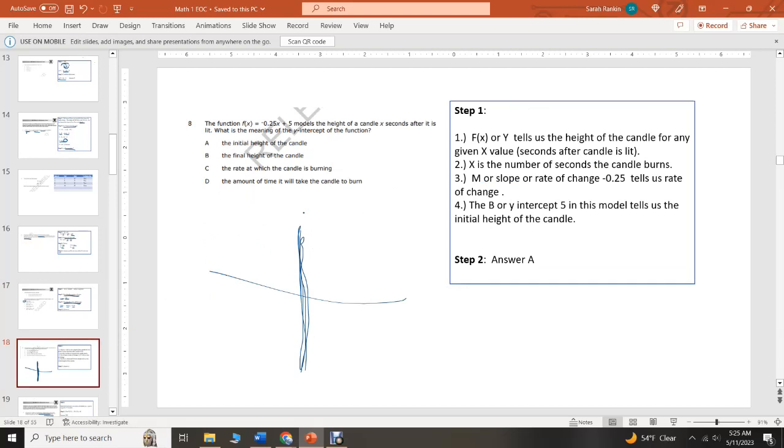Okay, what is the meaning of the y-intercept? Remember, the y-intercept is when x is equal to 0, right? So that's my initial starting point, so that would be the initial height of the candle.